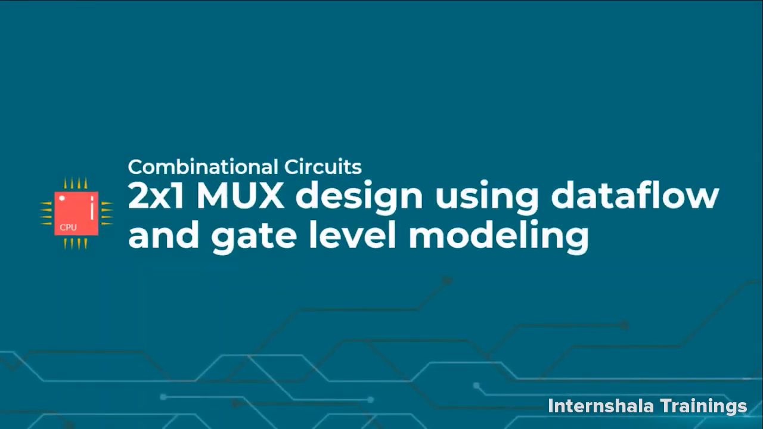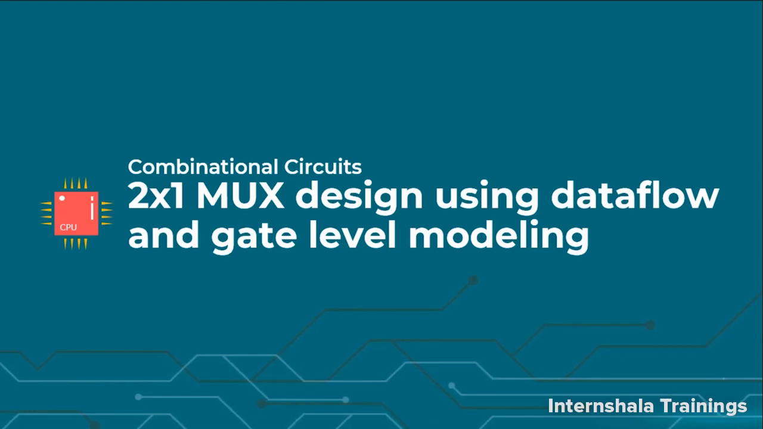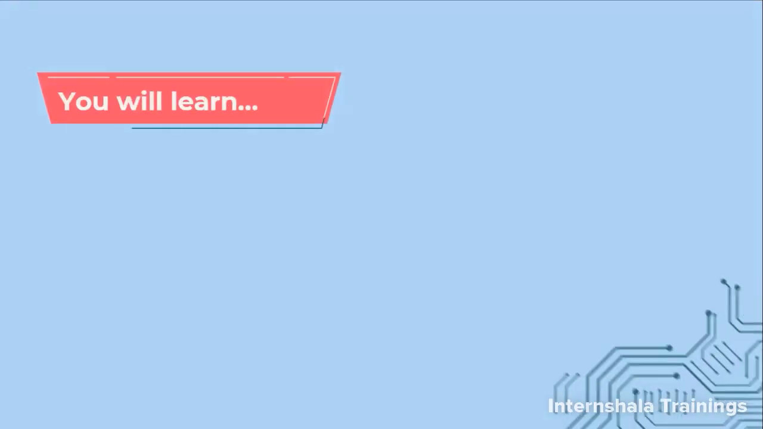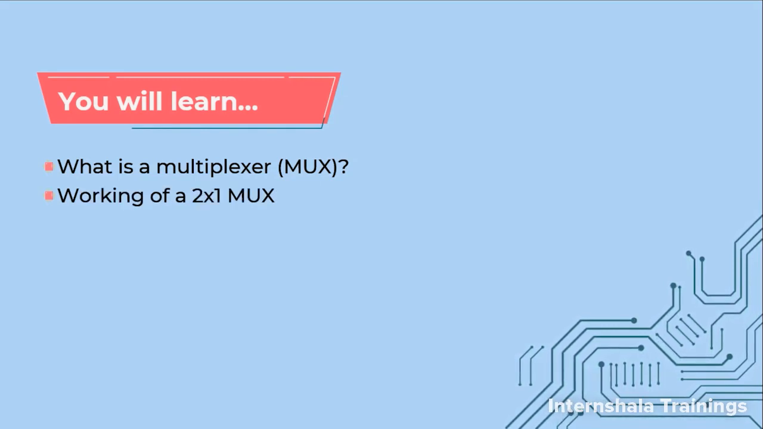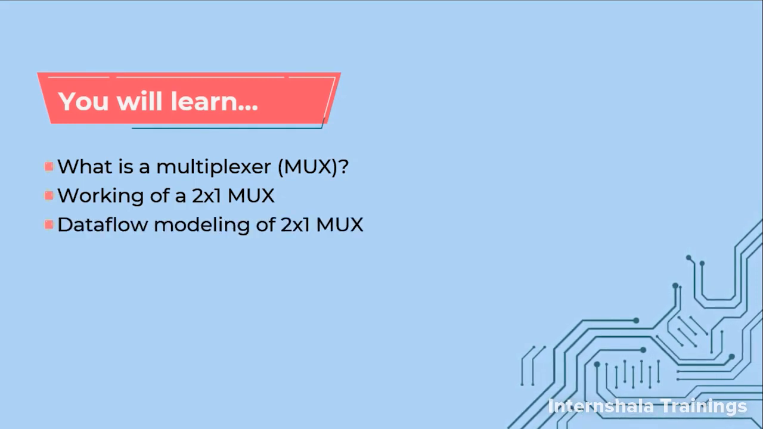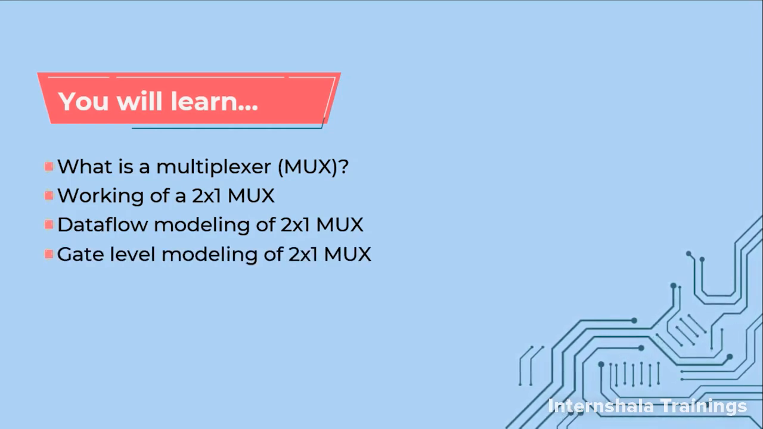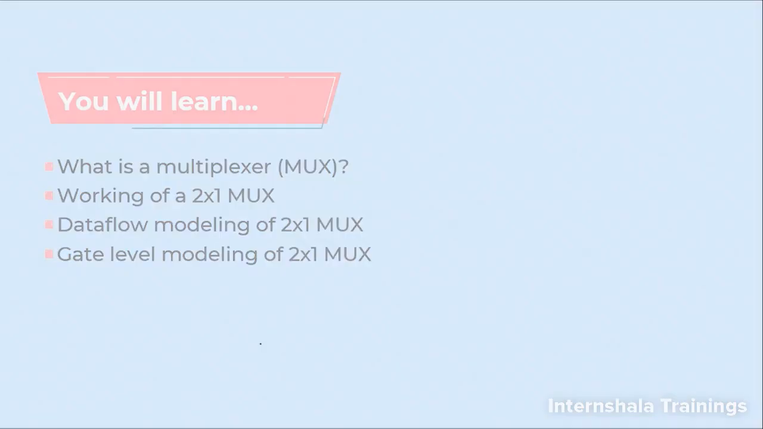So now we are going to discuss more combinational circuits, and the first one among them is a multiplexer. We are going to talk about a 2x1 multiplexer design in this video. So in this video we are going to talk about what a multiplexer is, what the working principle of a mux is. Multiplexer is in short called a mux. How to design it using data flow and gate level modeling. So let us get started.